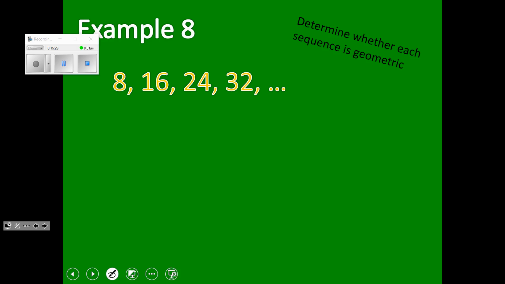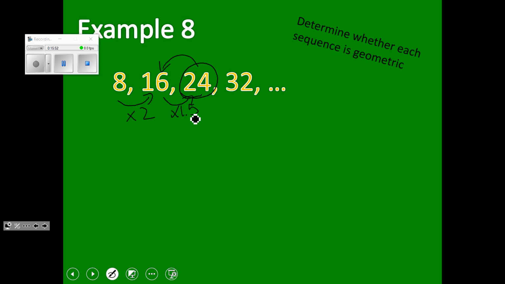Is this geometric? No. Let me ask you this. Let's go through this. What am I timesing by 8 to get to 16? That one's easy. What am I timesing by 16 to get to 24? How do you get that? You take 24 and you divide it by 16. That will tell you that you're timesing by 1.5.